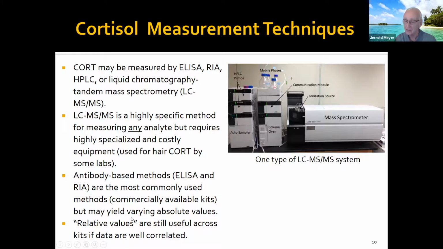But another thing that's important to know if you're entering this field or considering entering the field is that different kits can yield different absolute values. That is, you take a saliva sample and you measure that sample using kit A, and you measure the same sample in kit B, and the numbers are not the same. So let me give you an example of that.